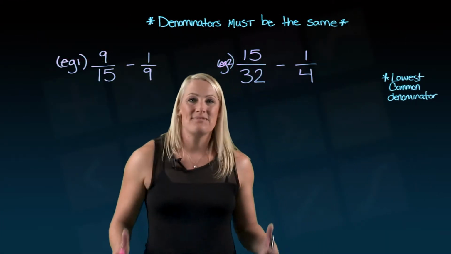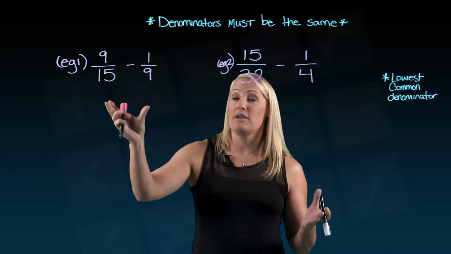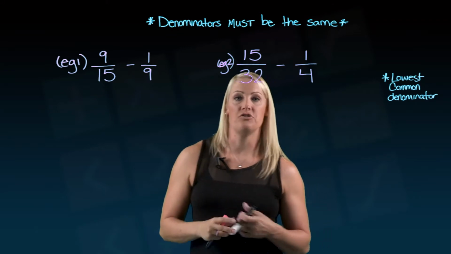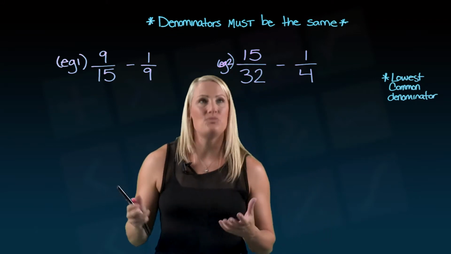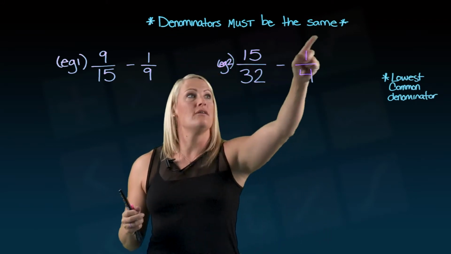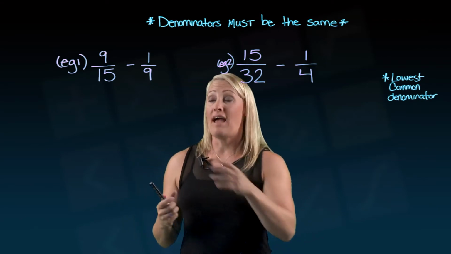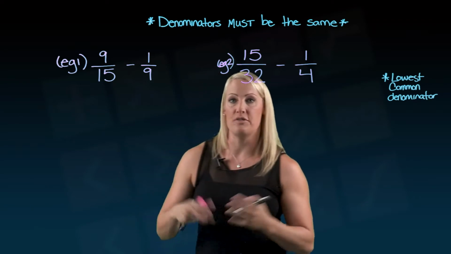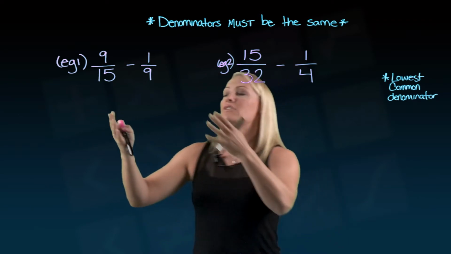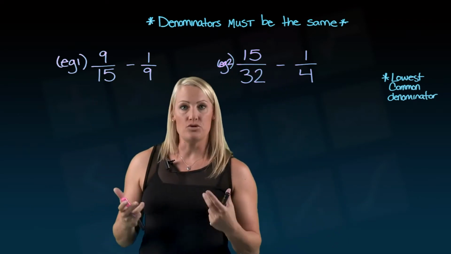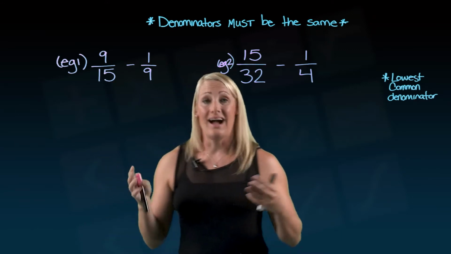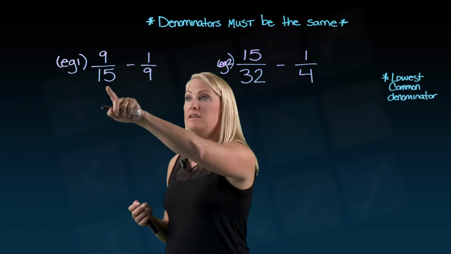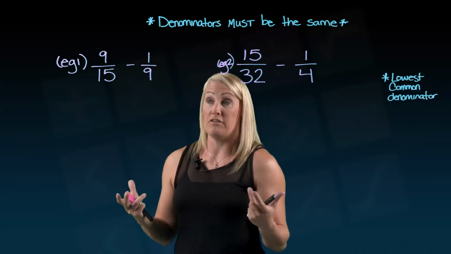Hey guys, my name's Lindsay, and today I'm going to take a few minutes to look at subtracting fractions with you. The key to subtracting fractions, as I've written up here, is that the denominators have to be the same. Denominators are the bottom numbers of our fractions. If I look at this question, 9/15 subtract 1/9, I can't just subtract because these two denominators aren't the same.